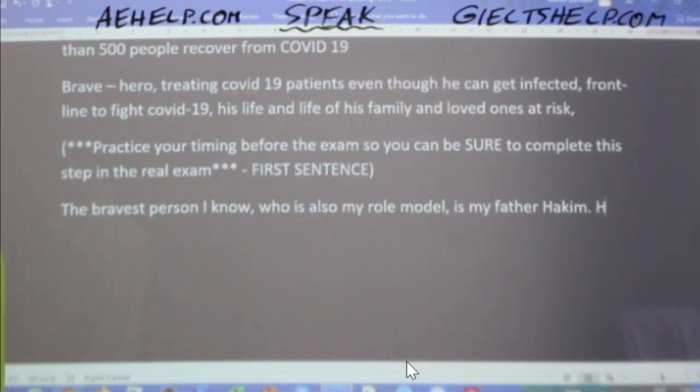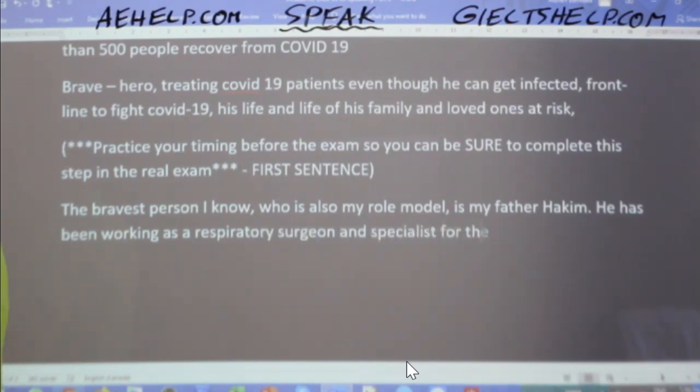Next sentence, okay? I'm going to split that into two, just because we don't want to make mistakes by writing a very long sentence, okay? So he has been working as a respiratory surgeon and specialist for the past 20 years.